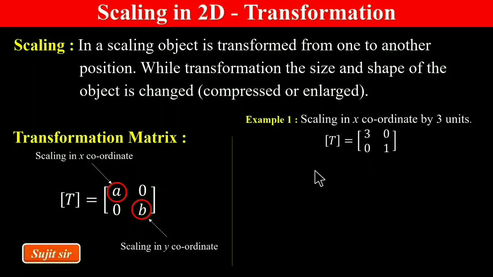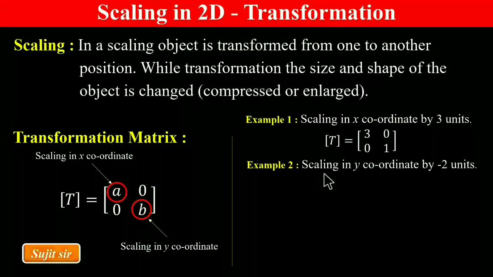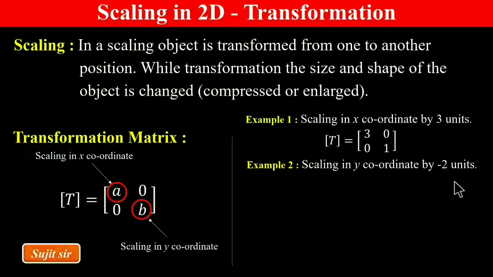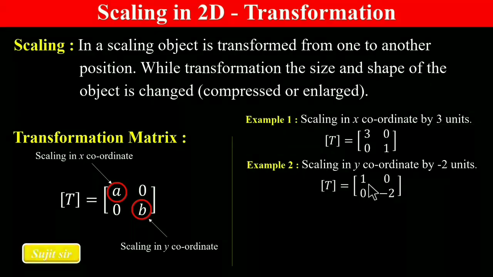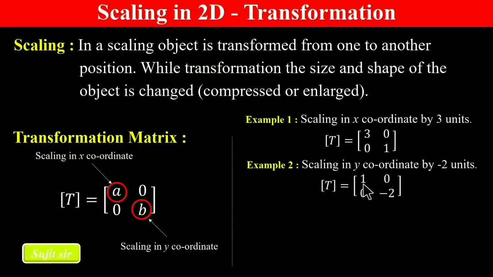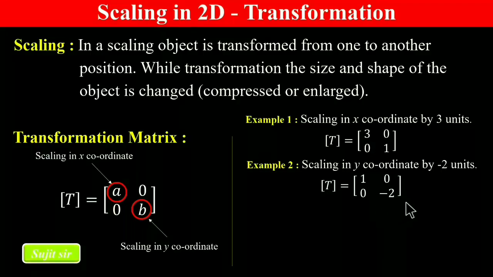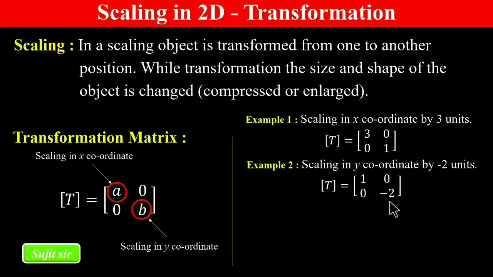Let's see another example. Suppose there is a scaling in y coordinate by -2 units. Then in the transformation matrix, the first diagonal entry, which represents the scaling in x coordinate, is by default 1, as there is no scaling in x coordinate, and the second diagonal entry is -2, which represents the scaling in y coordinate by -2.